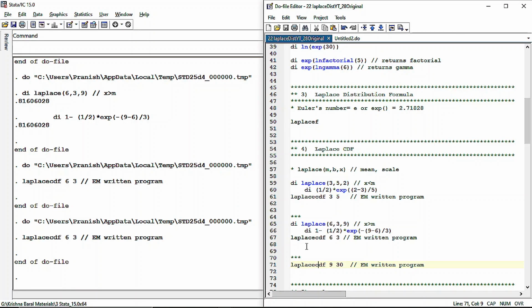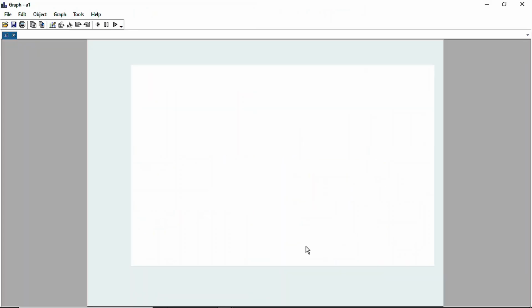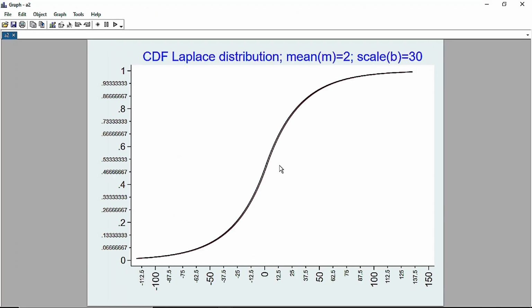We can draw the CDF of the Laplace distribution for any parameters m and b. In this case, the value of m is 9 and the scale parameter is 30. The scale parameter is going to increase the variance, whereas the mean or location parameter is going to shift the graph towards the right.